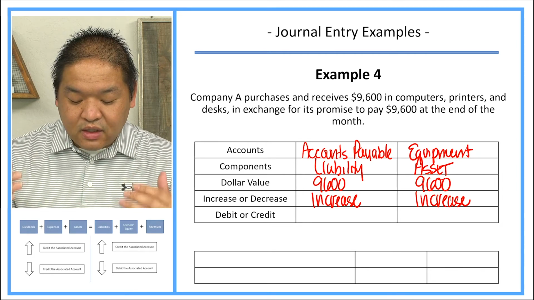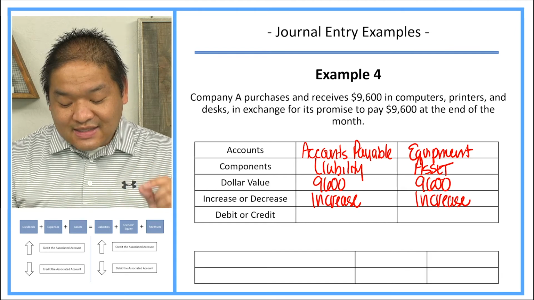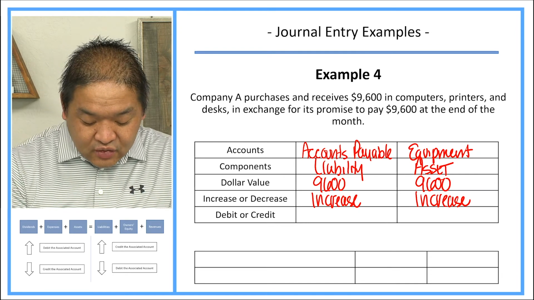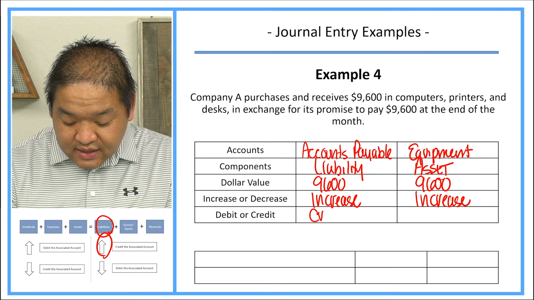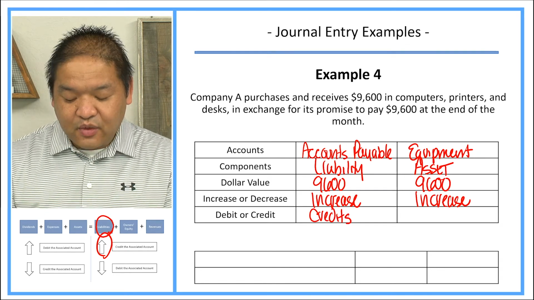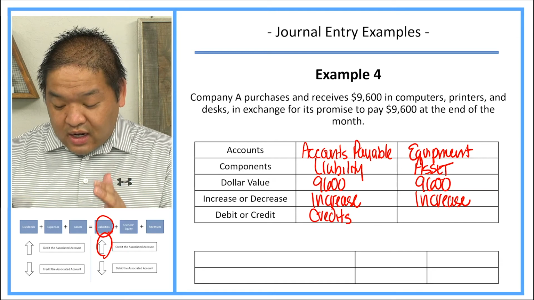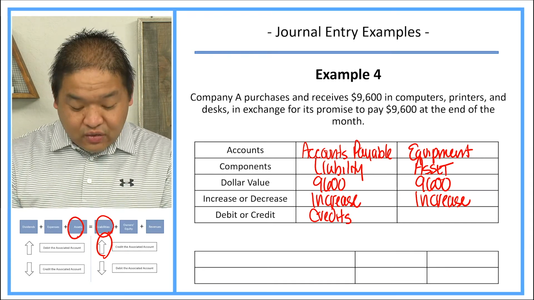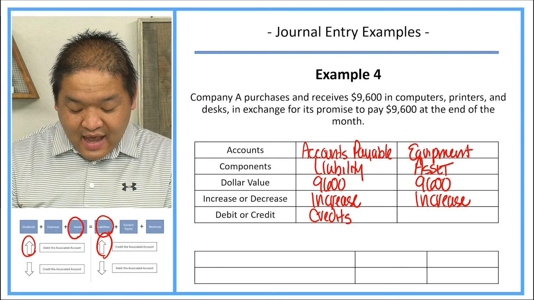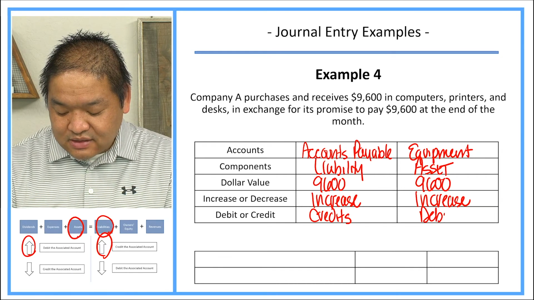All right, so now we're going to look at this accounts payable here. It's a liability. It increases. And so then we've got a credit. So we'll credit accounts payable. Now, what about our equipment? Our equipment is an asset. That asset increases. An increase in the asset is a debit.